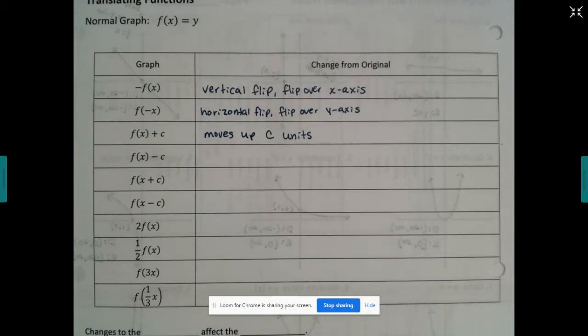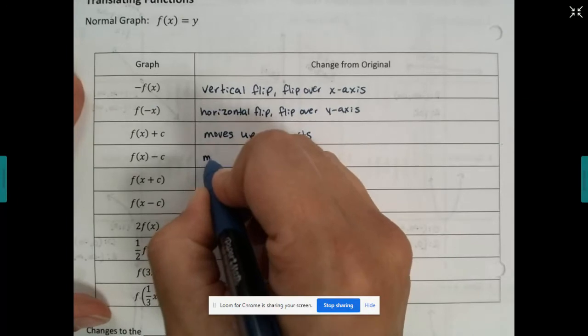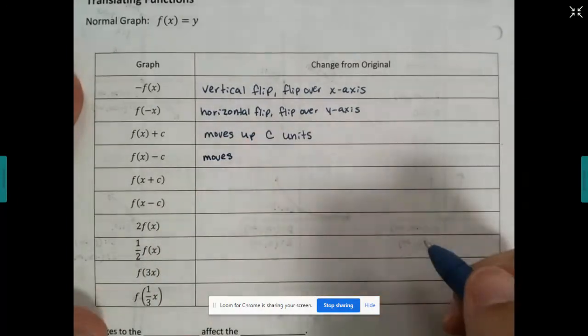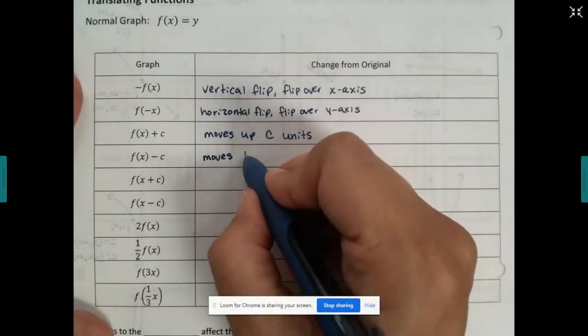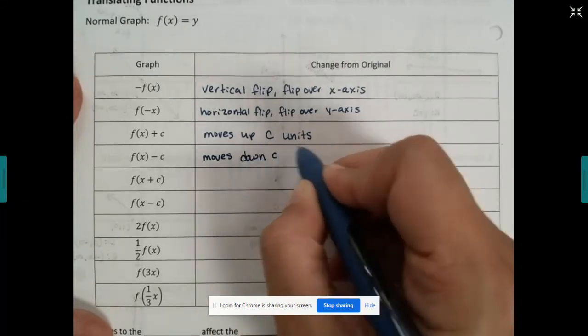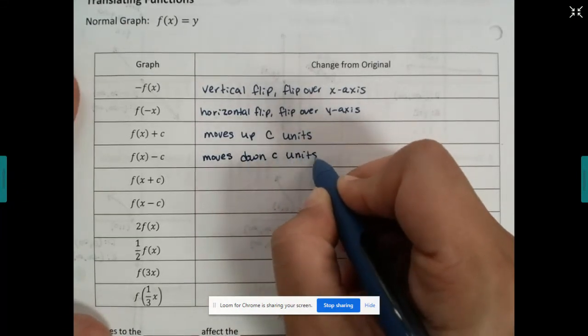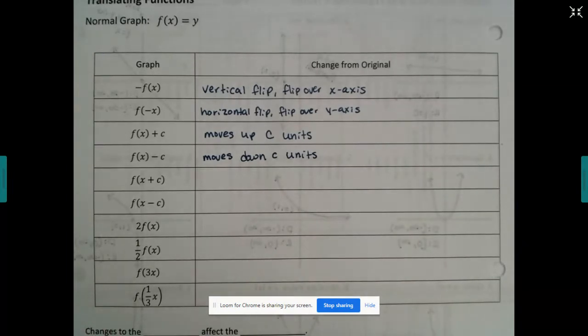So then how about minus c? Which way would it move? Probably the opposite of up, which is down. Yep. And again, c is going to be a constant number, so whatever number it is. And so that is if you have adding or subtracting on the outside of whatever your function is. So outside the parenthesis, outside square root, outside the absolute value, whatever.